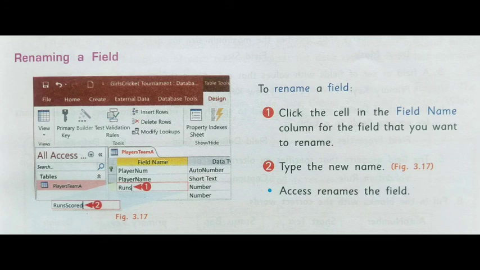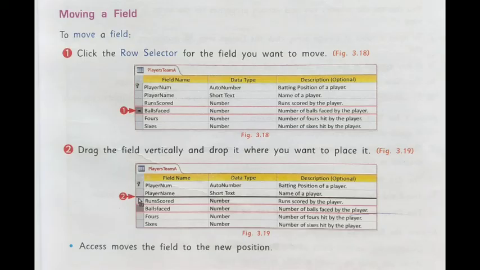Renaming a field. To rename a field, first click the cell in the Field Name column for the field that you want to rename. Then type the new name. Access renames the field. To move a field, click the row selector for the field you want to move. Then drag the field vertically and drop it where you want to place it. Access moves the field to the new position.